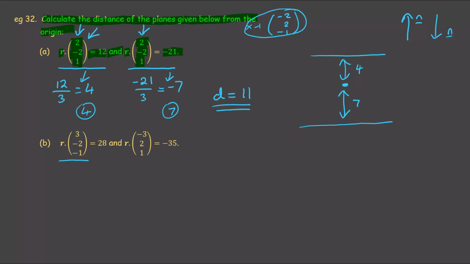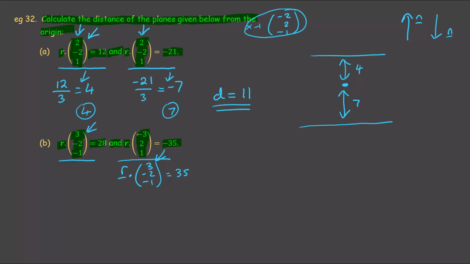When we did these ones in the previous example, we've got r dot (3, -2, -1) equals 28, and r dot (-3, 2, 1) is equal to -35. The first thing we did was change this one by multiplying both sides by -1, like so. And that makes sure that the normals are in the same direction. It just cuts down on the chance that we'll misinterpret.